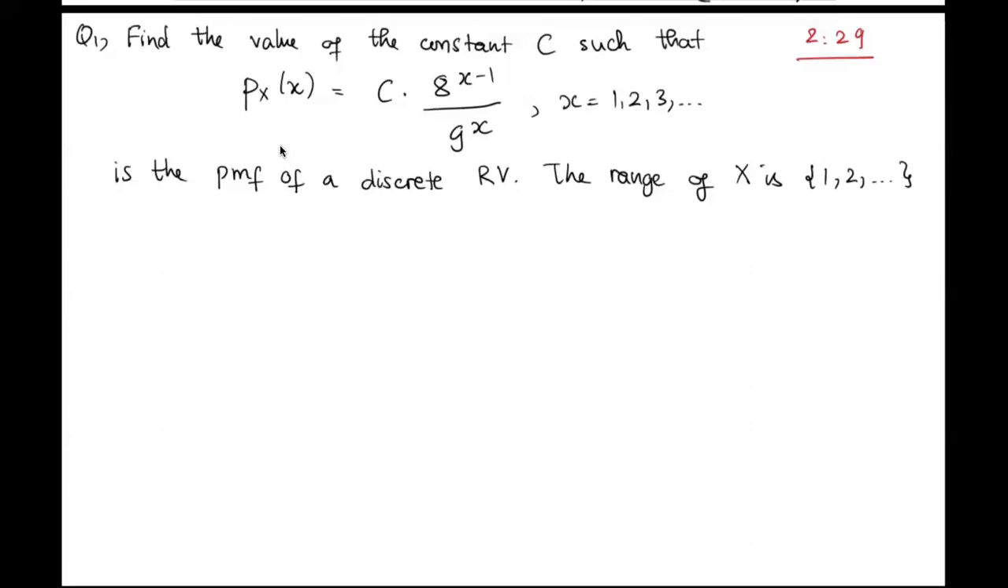Well, when the question asks you to find a constant c such that something is a probability mass function, I would always suggest you start with that. The summation of the probability mass function over all values of x has to sum up to 1. So you should use this information and go from there.